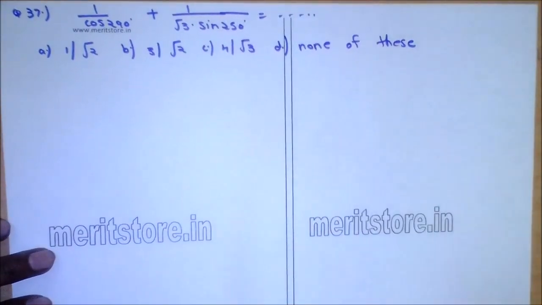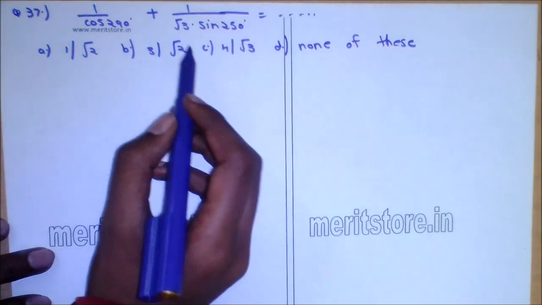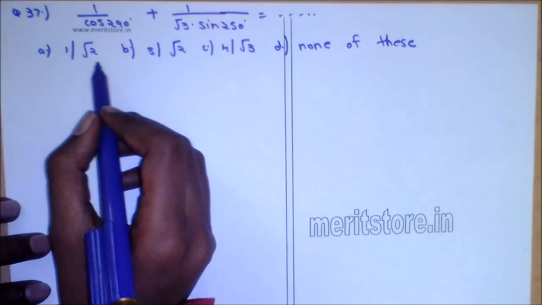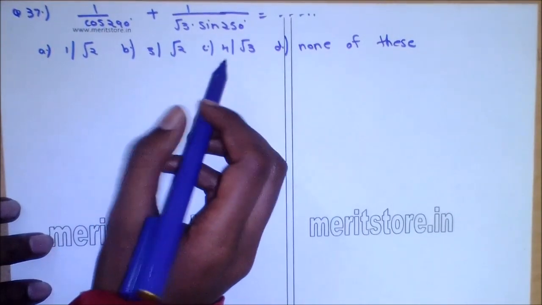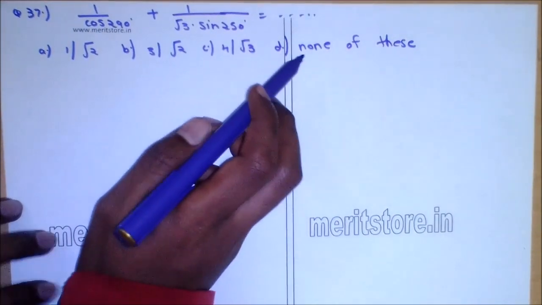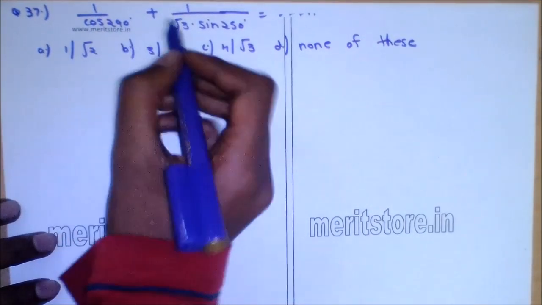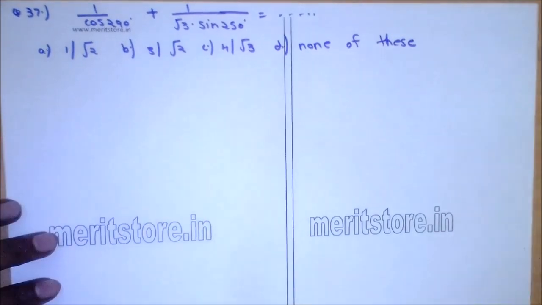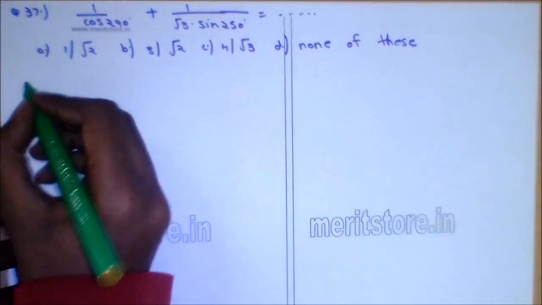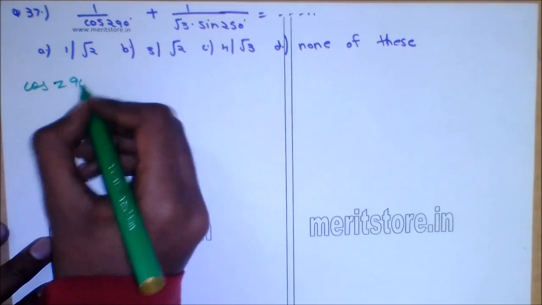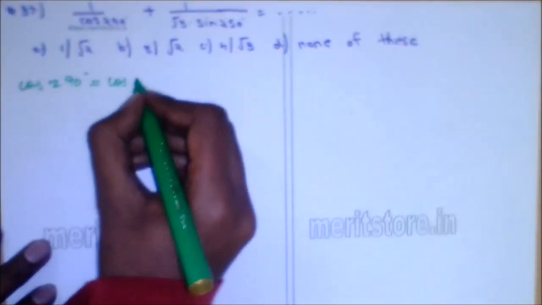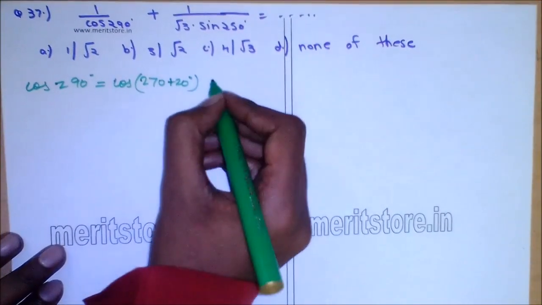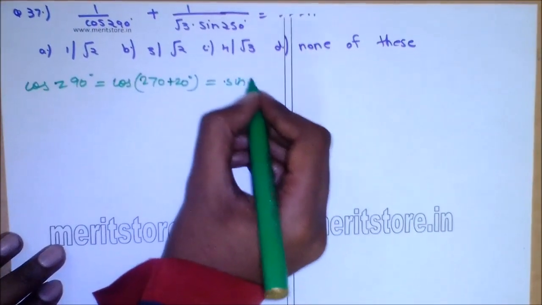We have to find the value of 1 upon cos 290 plus 1 by root 3 sin 250. So the options are A 1 by root 2, B 3 by root 2, C 4 by root 3, D none of these. So first we simplify these complex trigonometric functions. So first cos 290, it can be written as cos 270 plus 20 degree, which is equivalent to sin 20 degree.